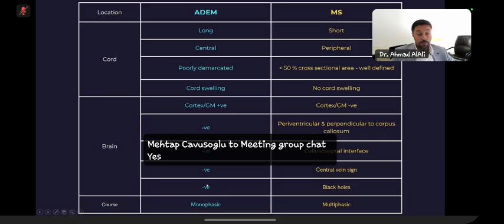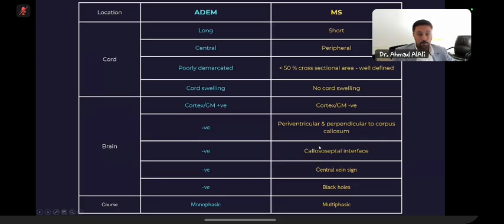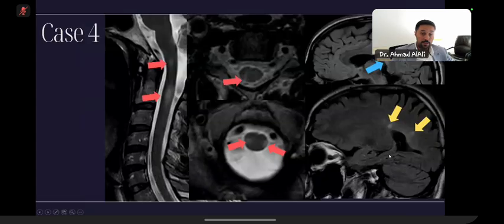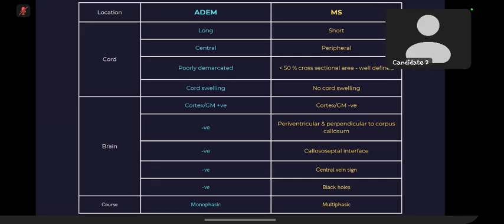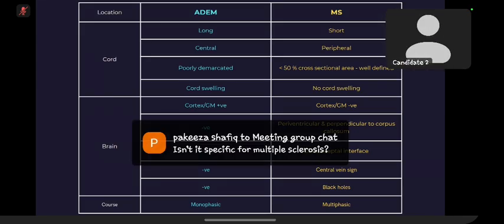Otherwise, it's negative for everything that shows in multiple sclerosis, which is periventricular, perpendicular to the corpus callosum, the callososeptal interface like those shown here with the blue arrow, and the central vein sign. It's better seen in SWI, high resolution images, and black holes. Black holes, which sequence do you see black holes? T1 sequence. Yes, correct.